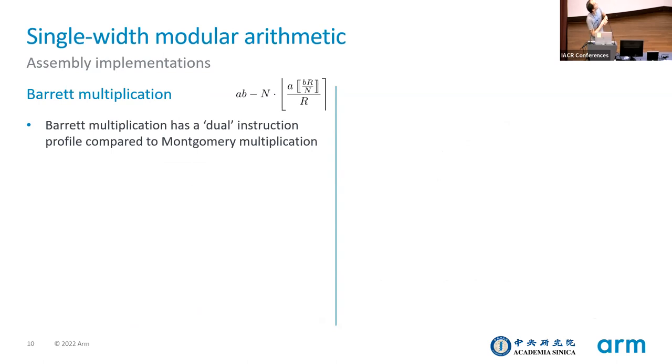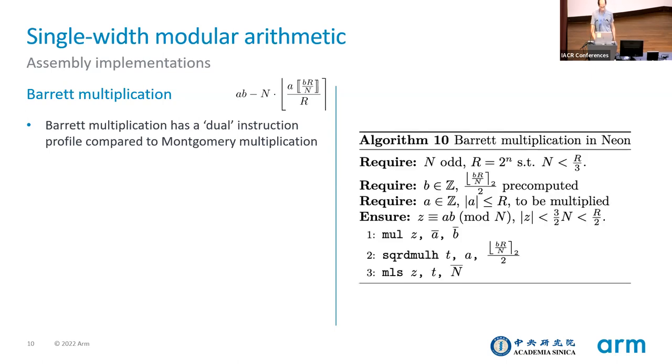So instead of computing AB in double width, we computed it in single width in the first place. So it's a low multiplication for AB. And the same for this n times the funny rounding. We can also compute this as a low multiplication. And it's only this big quotient that has to be computed as a rounding high multiply. And you see here how you would implement this in Neon: two low and one high multiply.